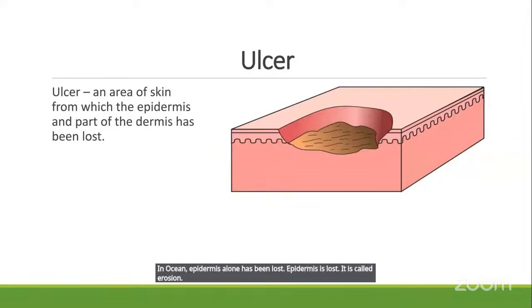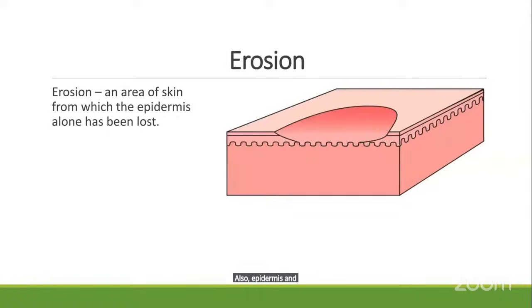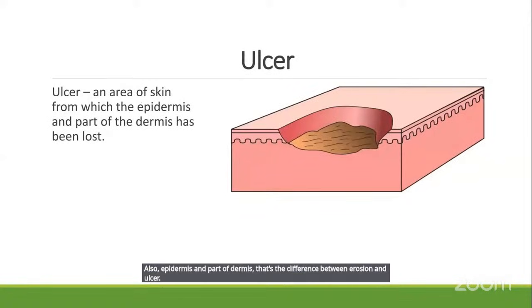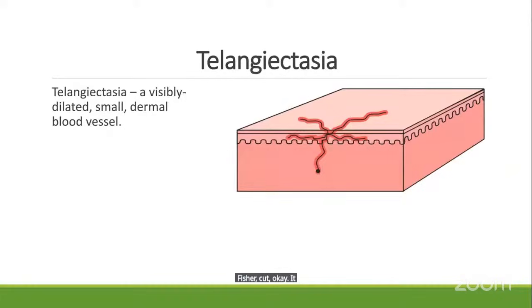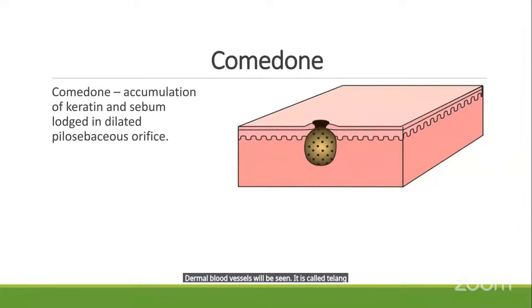Ulcer, epidermis and part of dermis. That's the difference between erosion and ulcer. Erosion, epidermis is lost. Ulcer, epidermis and dermis is lost. Fissure, a cut. Okay, it is called fissure. And telangiectasia, dermal blood vessels will be seen. It is called telangiectasia. I think you have seen all these things.